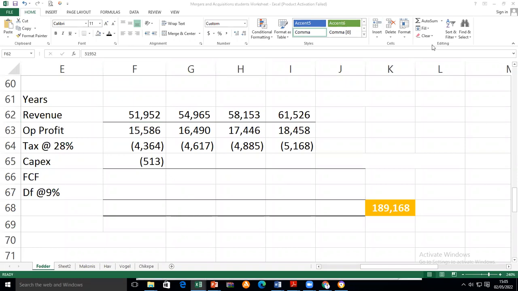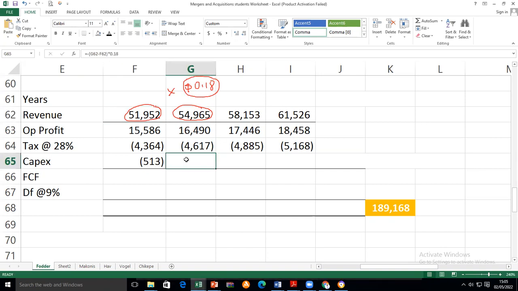So for this one, we say 54,965 less 51,952. Then you multiply your answer by 0.18. Okay, so somebody there has got the answer. There we are.